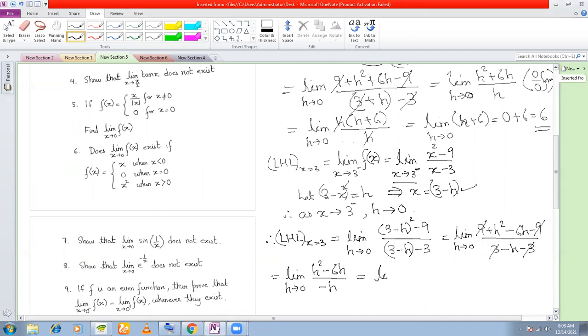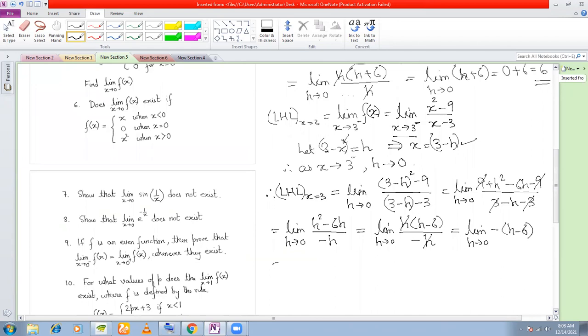So what you do here is you take h common from the numerator and you have a minus h in the denominator. So this h and this h cancels. So you get limit h tends to 0 of minus of (h minus 6). Now you can put the value of h as 0. You get 0 minus of (0 minus 6), which is plus 6.